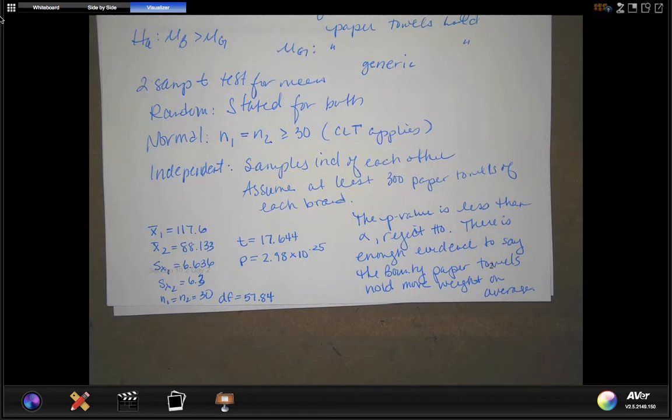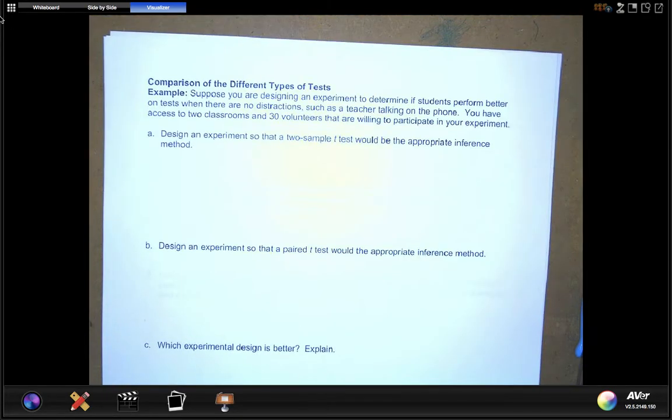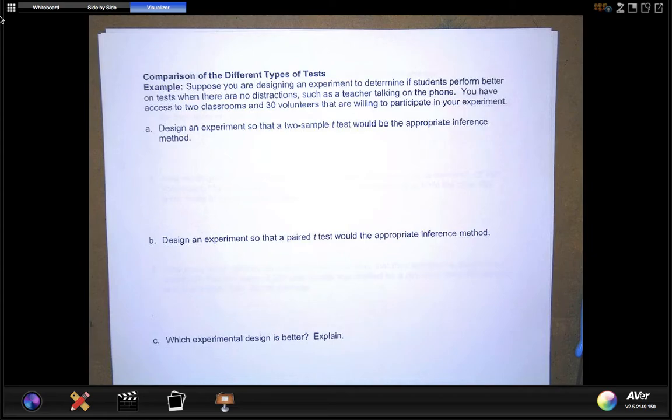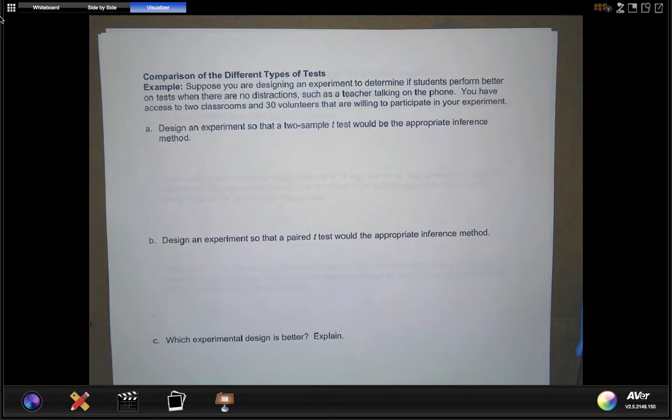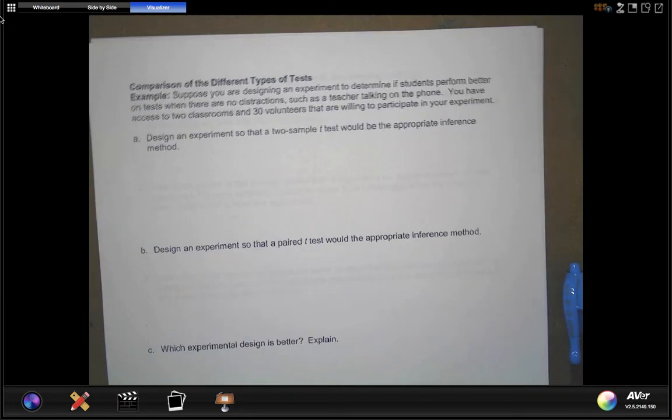Alright, so the next page is just kind of comparing. You've learned a lot of tests at this point, so the book puts a section in here on how to choose the most appropriate test. Here's one way you could do it. You're designing experiments to determine if students perform better on tests when there's no distractions, such as the teacher talking on the phone. You have access to 2 classrooms and 30 volunteers.